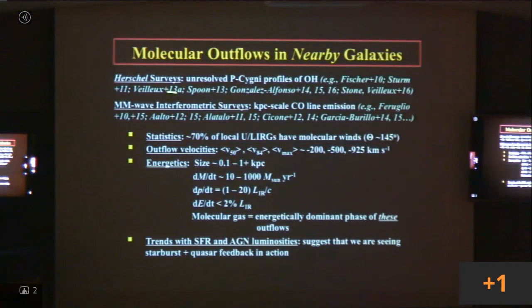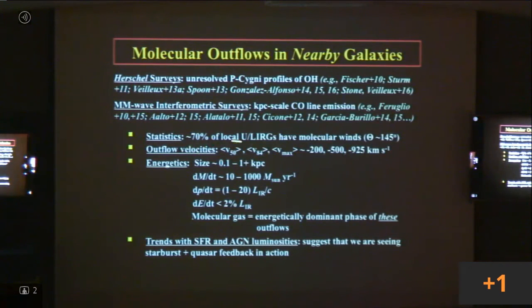But on Herschel surveys, our group has led the charge in basically doing a survey of ULIRGs. We found P Cygni profiles in about 70% of these objects. So these massive fast outflows are the rule rather than the exception. 70% of these objects have these fast outflows. And these data, the Herschel data, have been supplemented by millimeter wave interferometric surveys using the CO line in emission, spatially resolved on kiloparsec scales.